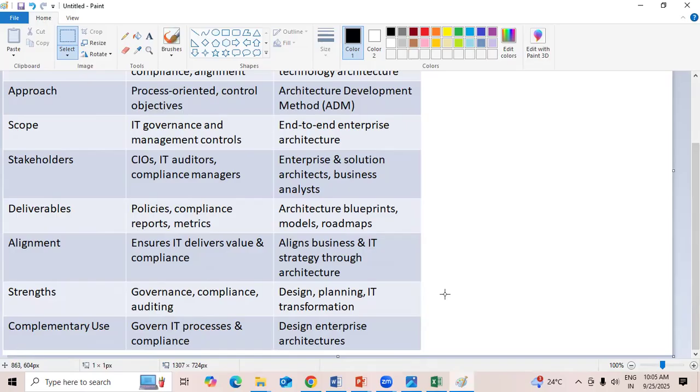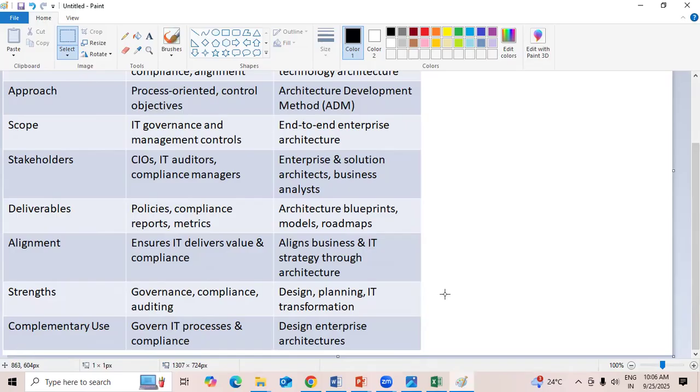When you are comparing strengths, of course, every framework has its own strengths. But the major strength of COBIT is its focus on governance, compliance and auditing purposes. TOGAF focuses majorly on the design part of the enterprise solution, the enterprise architecture we are designing, or enterprise planning. It consists of processes, systems, applications, data, everything. So IT transformation, when we are transforming IT, everything will be part of this.